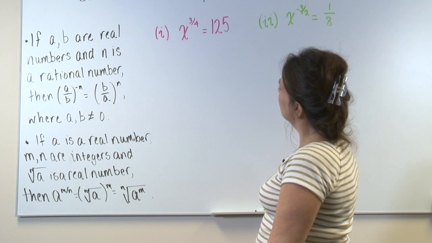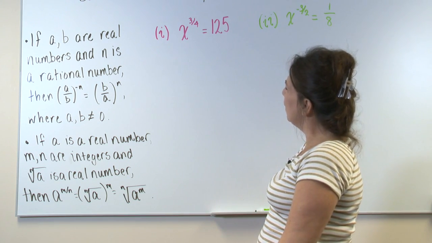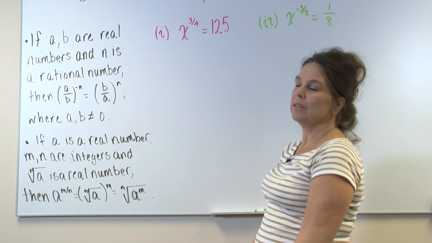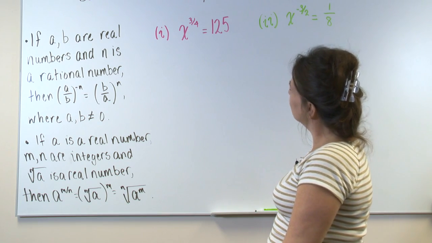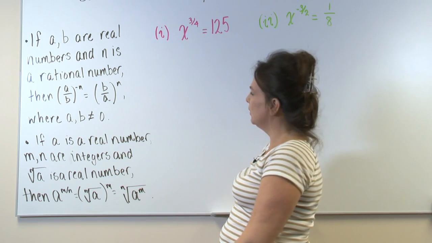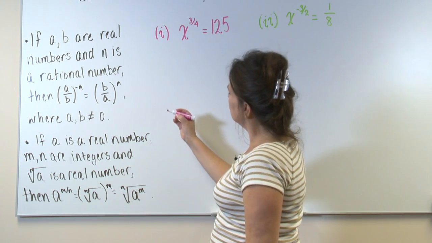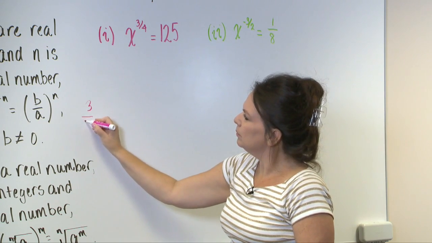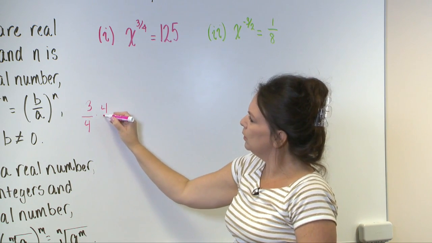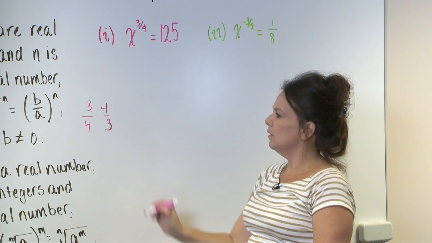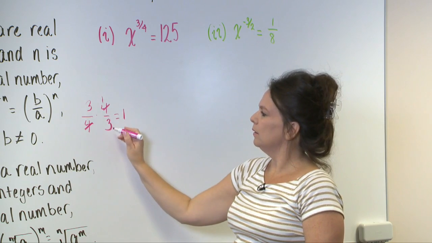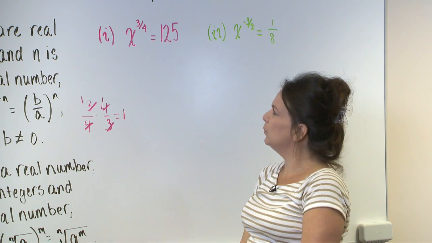Two different equations. The first one is x raised to the power of 3/4 is equal to 125. We want to solve for x, so we want to get x completely by itself and somehow remove this power of 3/4. One thing I want to recall is if I multiply a number by its reciprocal, in this case if I multiplied 3/4 by its reciprocal of 4/3, that product is equal to 1.